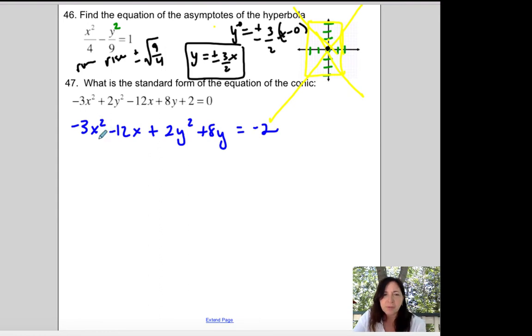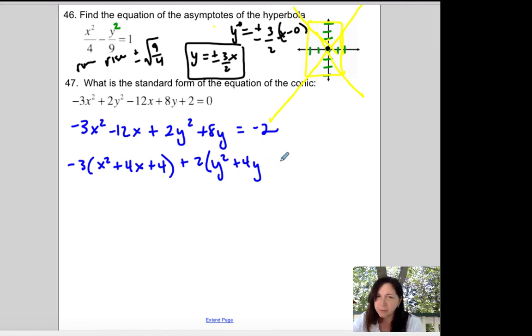I am going to complete the square because I have an x squared term and an x, and I have a y squared term and a y. So first I need to factor out the coefficients. So we're going to go negative 3 times the quantity x squared plus 4x. Half of 4 is 2, 2 squared is 4. Plus 2 times the quantity y squared plus 4y, half of 4 is 2, 2 squared is 4, is equal to negative 2. But keep in mind, if you added something to the left side, you still have to add that to the right.